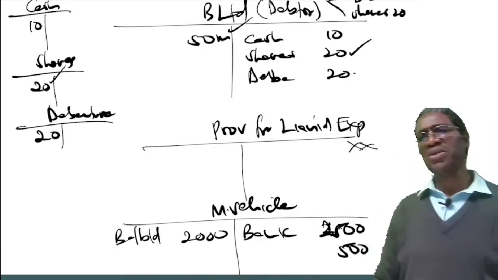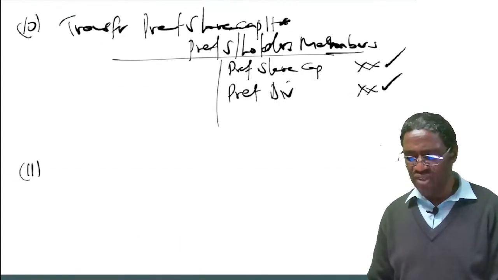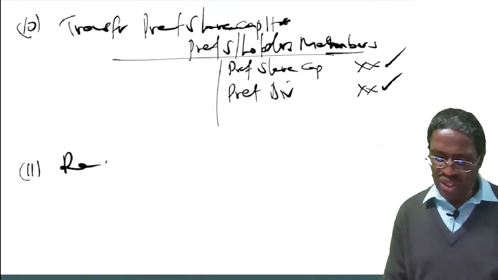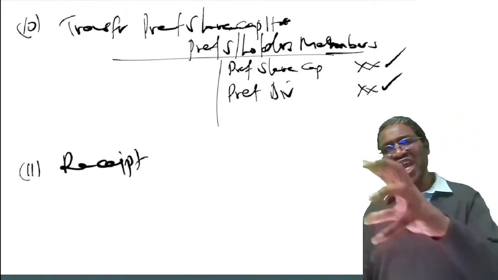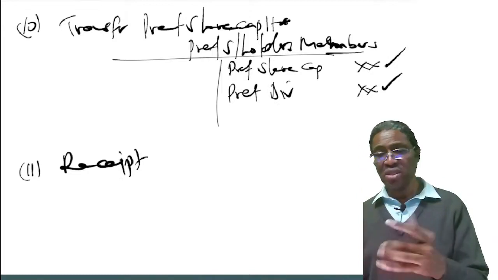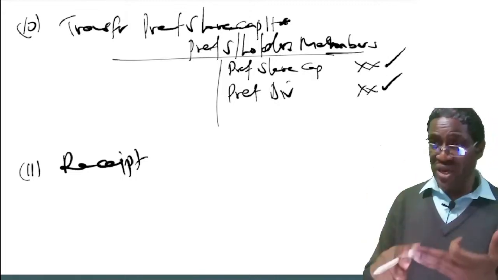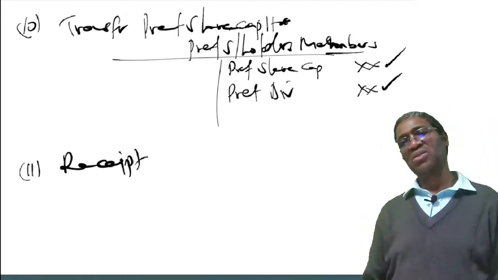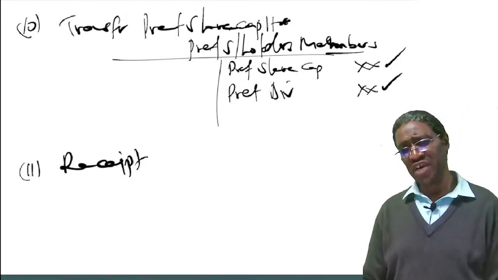Okay? So that's our step number 11, which says, with the receipt of the purchase consideration, either in form of cash, shares, or debentures, you debit cash, you debit shares, you debit debentures, and you credit the purchasing company. Good. That's our step number 11.